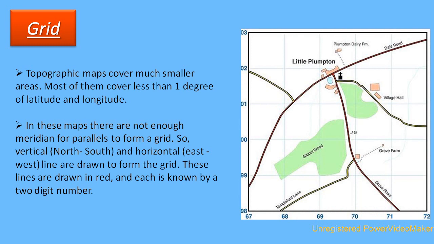Topographic maps cover a much smaller area. Most of them cover less than 1 degree of latitude and longitude, like the picture you can see on the right side. It will not cover more than 1 degree of latitude or longitude. In this map, there are not enough meridians or parallels to form a grid, or to form a cell.